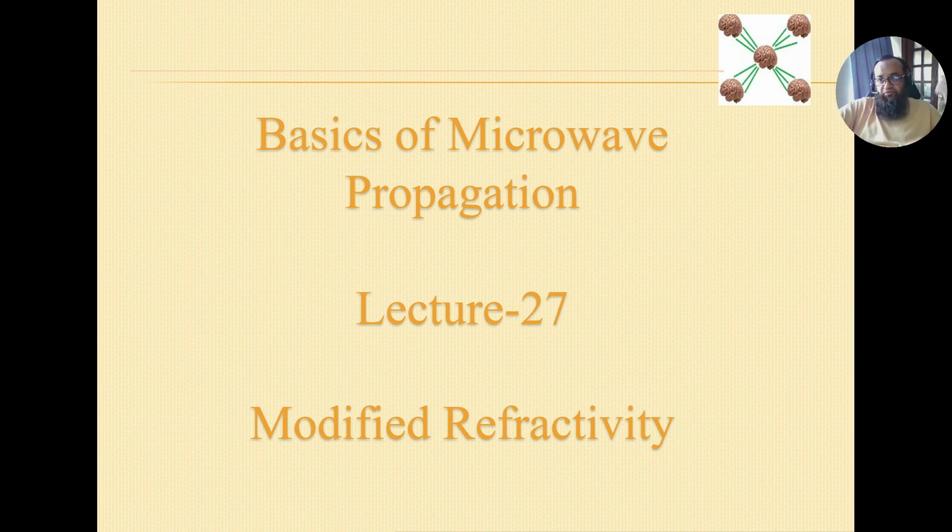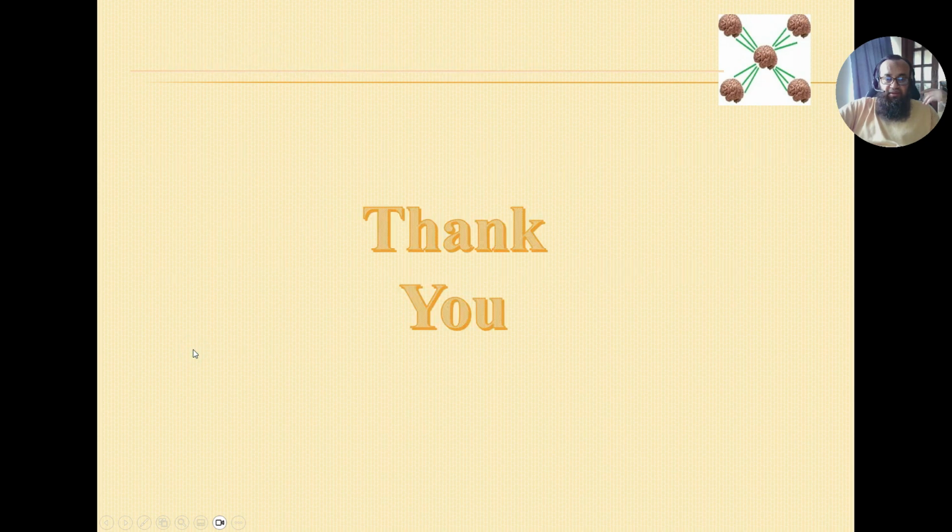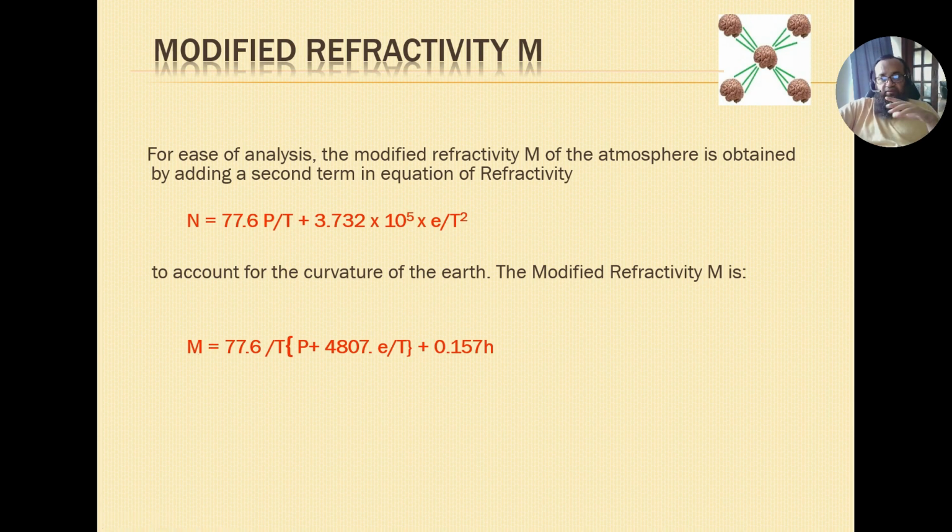So modified refractivity is denoted by M, if you see here. In path loss, usually when you are in specular reflection and you try to see the refractivity, you can change the value of M. And here we will just learn a bit about the difference between N that we are talking about, which is the radio refractivity, and M, which is a modified refractivity.